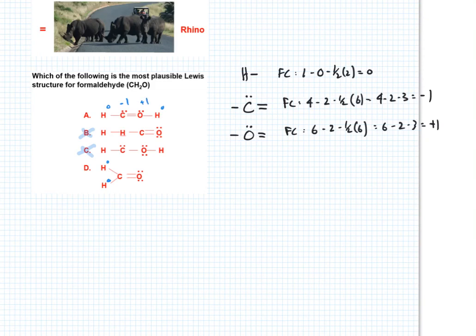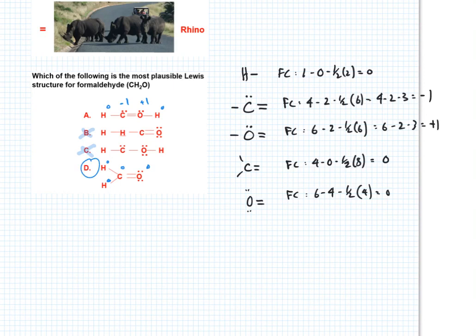For D, we've got a carbon with 2 single bonds and a double bond. So the formal charge is 4 minus 0 minus 1/2 times 8. You're going to notice a trend here. Once you've done these a couple times, you'll start seeing that as a common trend. And then we also have an oxygen with 2 lone pairs and 2 double bonds. Formal charge equals 6 minus 4 minus 1/2 times 4. That one also equals 0. So you know where we're going with this. That's the better Lewis structure because we've got all zeros.